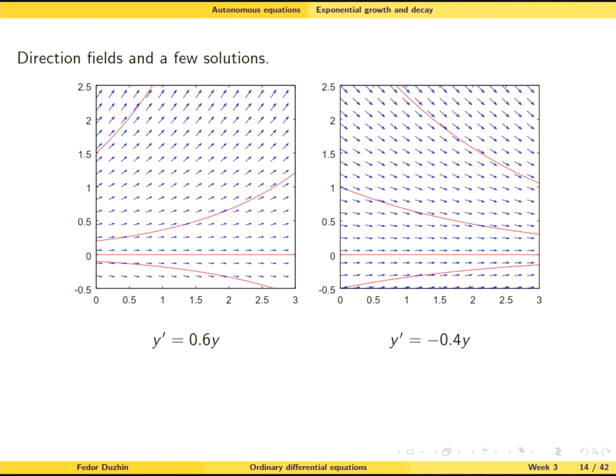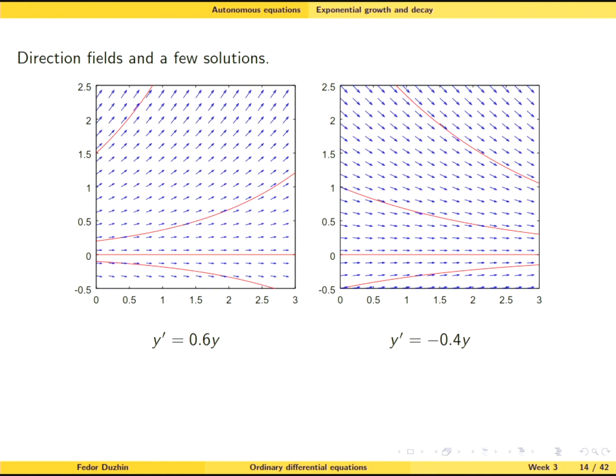So here is the comparison. The direction field of the differential equation of exponential growth and decay, depending on whether the constant is positive or negative. So if the constant is positive, then we have exponential growth. So all solutions are growing exponential functions. So the limit is infinity as t goes to infinity. And if the constant is negative, then the limit is 0. So all solutions approach the 0 solution.